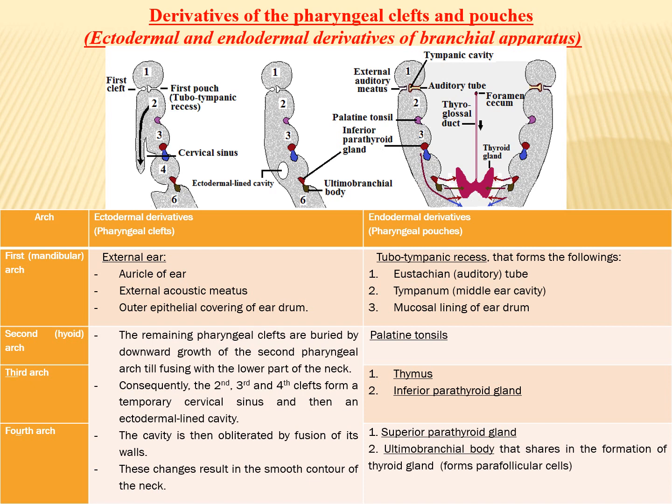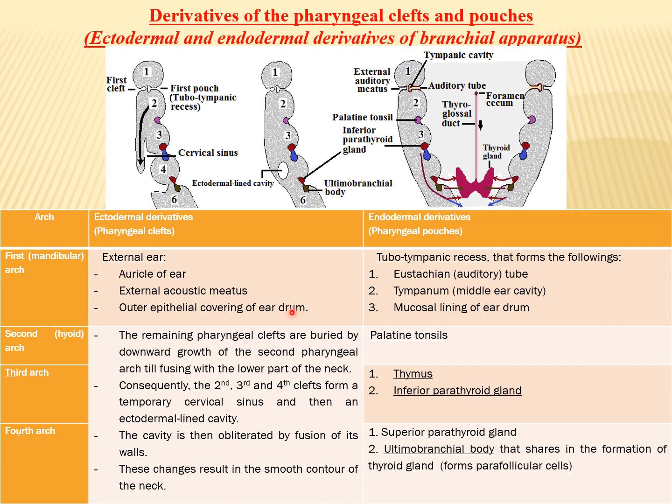We finish the derivative of the pharyngeal arch. Here is the derivative of the pharyngeal cleft and pharyngeal pouch. Pharyngeal cleft called ectodermal derivative, and pouch are called endodermal derivative. This is the ectodermal derivative or pharyngeal cleft, and these are endodermal derivative or pharyngeal pouches. The first arch, pharyngeal cleft, give rise to the external ear that is represented by the external auricle of the ear, external acoustic meatus, and outer covering or outer layer of the eardrum.